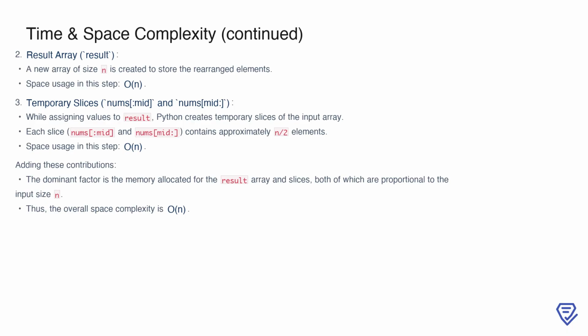Additionally, temporary slices are created when we perform operations like nums[:mid] and nums[mid:]. These slices each contain approximately n/2 elements, and they are temporarily stored in memory. Together, these slices add up to O(n) space usage. When we combine all these factors, the dominant contributor to space complexity is the result array and the temporary slices, both of which are proportional to the input size n. As a result, the overall space complexity of the function is O(n).